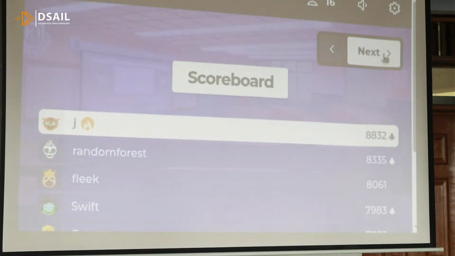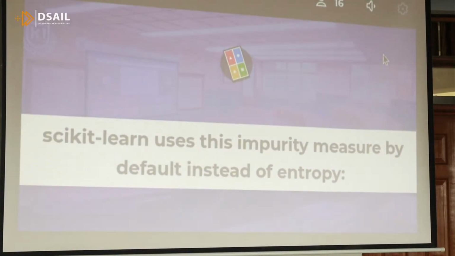That question has got people, eh? Random forest. You can still redeem yourself.